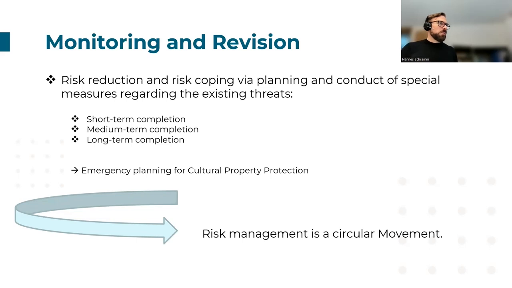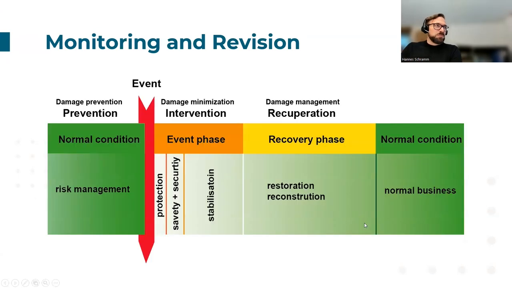Sure. So in the end, you have emergency planning for cultural property protection. This is always a proposition from our side, and more or less a result of such a risk management process, that we have to do such planning. Because as you already saw, and will see, this is how we answer an event. So all in all, it's again very important to have in mind that risk management is a circular movement, and with this circular movement, you are able to do the monitoring and the revision all the time.